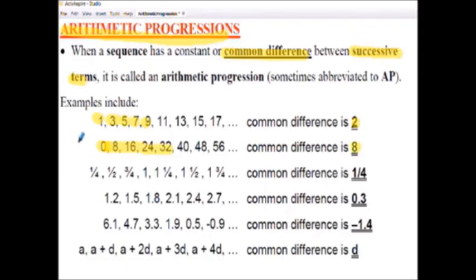This fractional series here is also an AP series. A quarter, a half, 3 quarters, 1. There's a common difference between each term of a quarter. We add a quarter to one term, we get the next term.